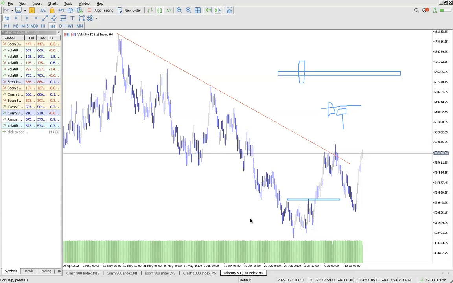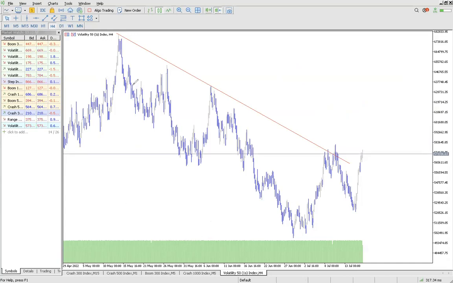Let me do this. The way that I put my stop losses is in this manner. I always like placing my stop losses on previous lows in case of an uptrend, or on previous highs in case of a downtrend. Right.